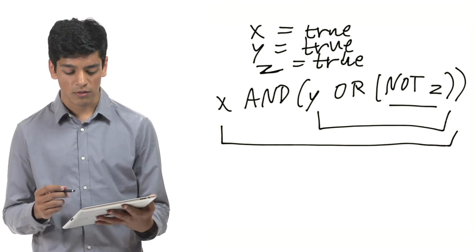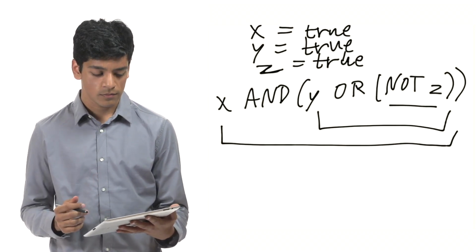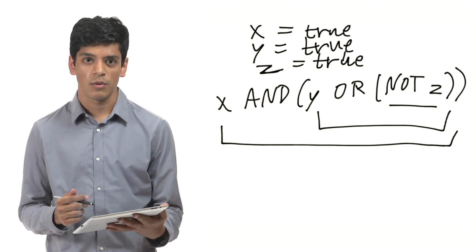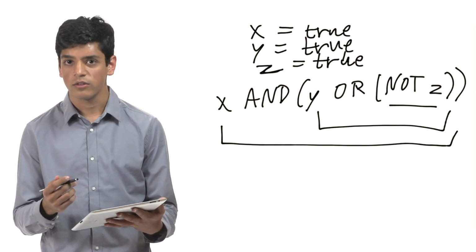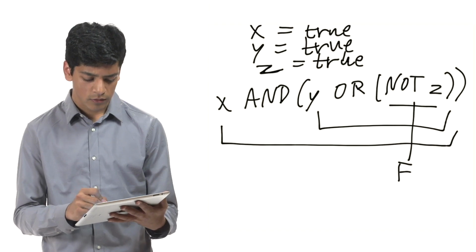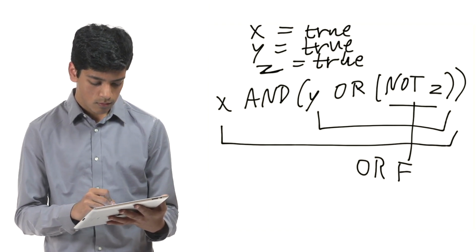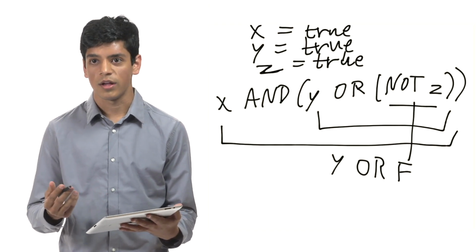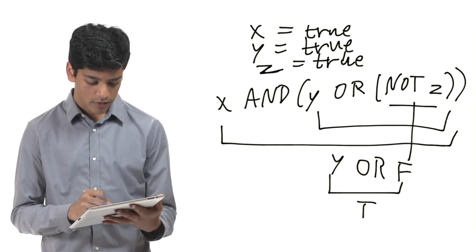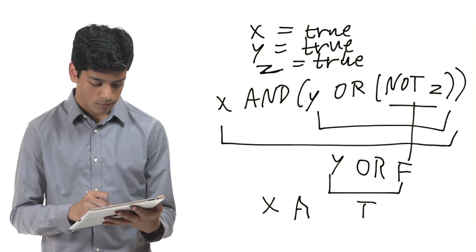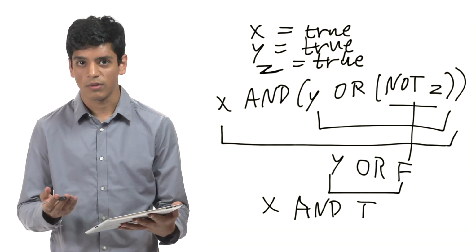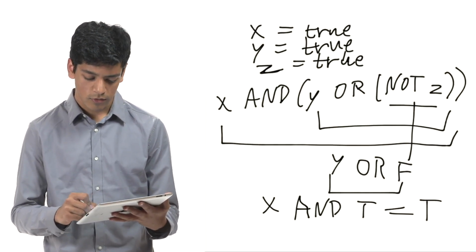We can figure out the values of these by looking at the inside and working our way out. So let's suppose x is true, y is true, and z is also true. What would not z evaluate to? Since we start with true, not z would simply be false. So now we have false or y. If you look on top, you can see that y is true. Y or false would still just be true. Lastly, we have x and true. So what's x and true? X is true and true is also true, so this whole thing evaluates to true.